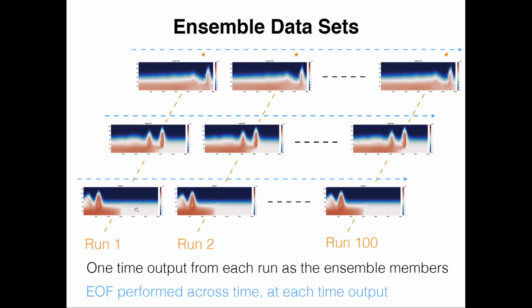What we're going to do instead of doing EOF over time in each run, is we're going to do the EOF across the runs at single time outputs. Okay. So our ensemble is going to be made up of the outputs at a single time output for all runs, and we're going to do the EOF across the runs at one time rather than across time at one run.